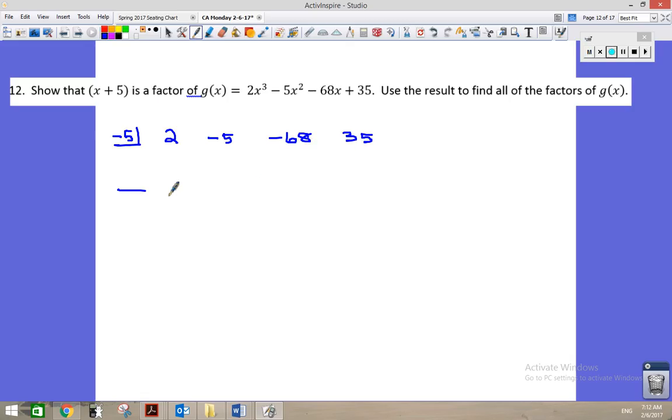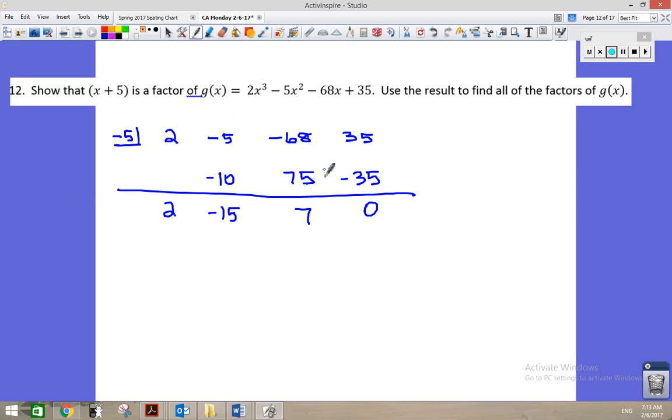So if this is in fact a zero of this function, if x plus 5 is a factor, then I'm expecting a 0 right there. So let's see if that happens. If it doesn't, then either I've done something wrong or the problem is stated wrong. It has a typo. So we have shown now that this is a factor.